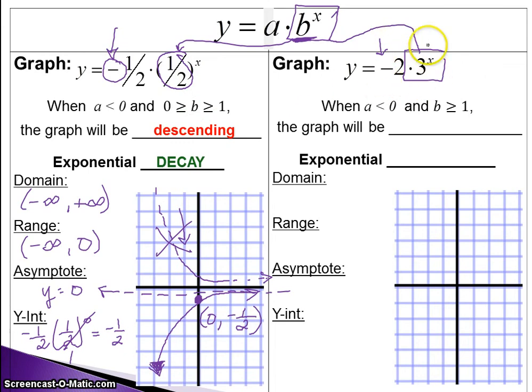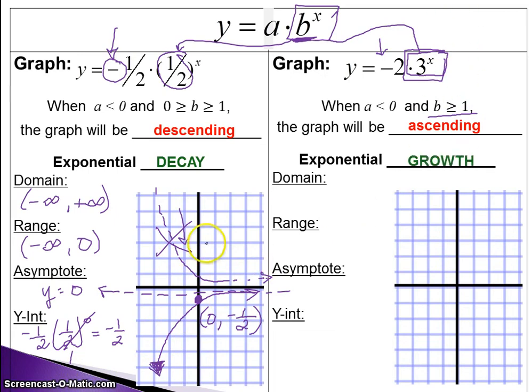Then we came back over and referenced the second one, and we looked at our power of x and noticed that attached to it was a 3, and we said since that was greater than 1, that we knew this was going to be ascending or be a growth equation.